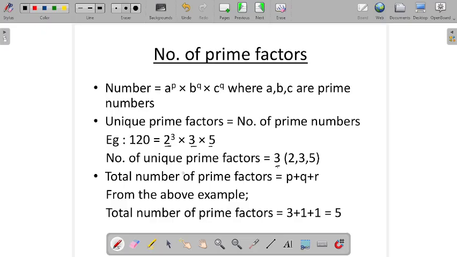Next, total number of prime factors. To find this total number of prime factors, we need to add p plus q plus r. We have already found p value 3, q value 1 and r value 1. So finally we have got 5. 5 is the answer for this total number of prime factors.